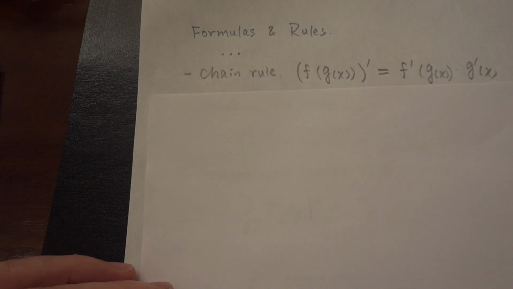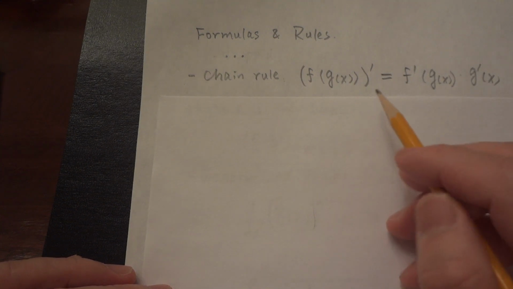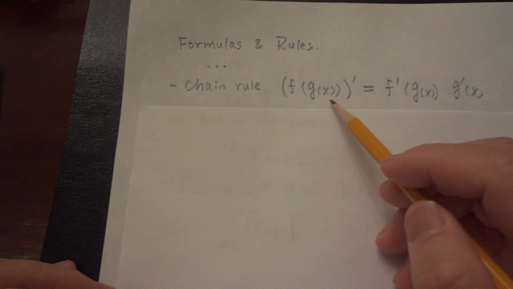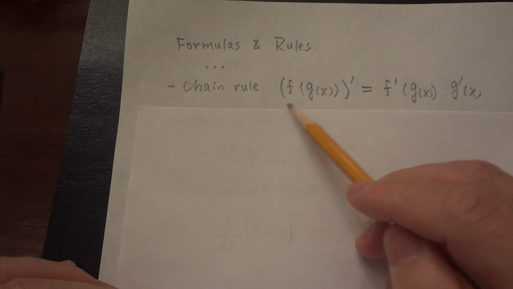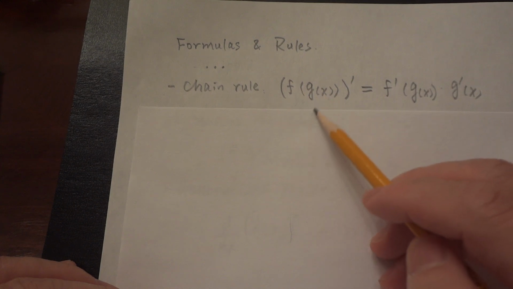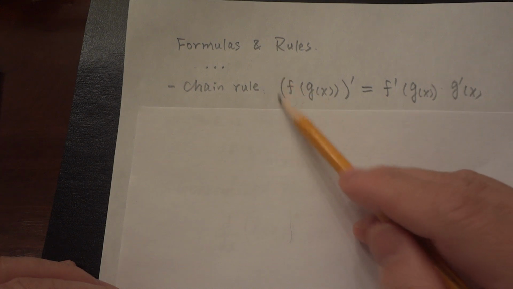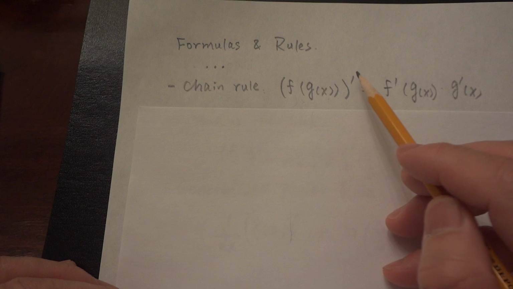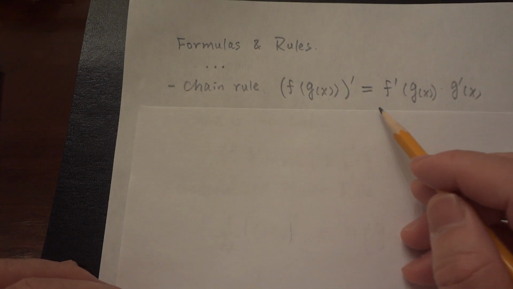Let's talk about a slightly more complicated rule called the chain rule. The chain rule concerns a composition function. So let's denote the composition function to be f composed with g(x). So f(x) here and then g(x) is substituted into f. That's the composition function. We are concerned with the derivative of this composition function. So we take the prime of that, which is the derivative.